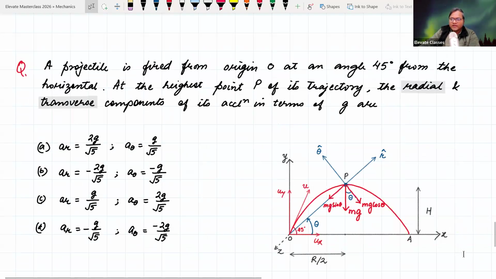Just a moment, this is not the actual diagram. The actual diagram is slightly different, just give me a moment.